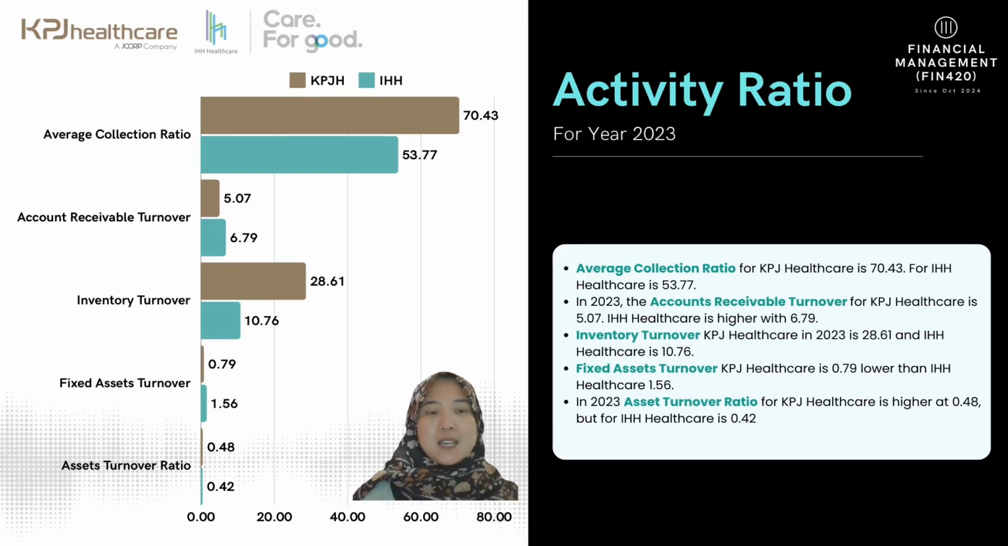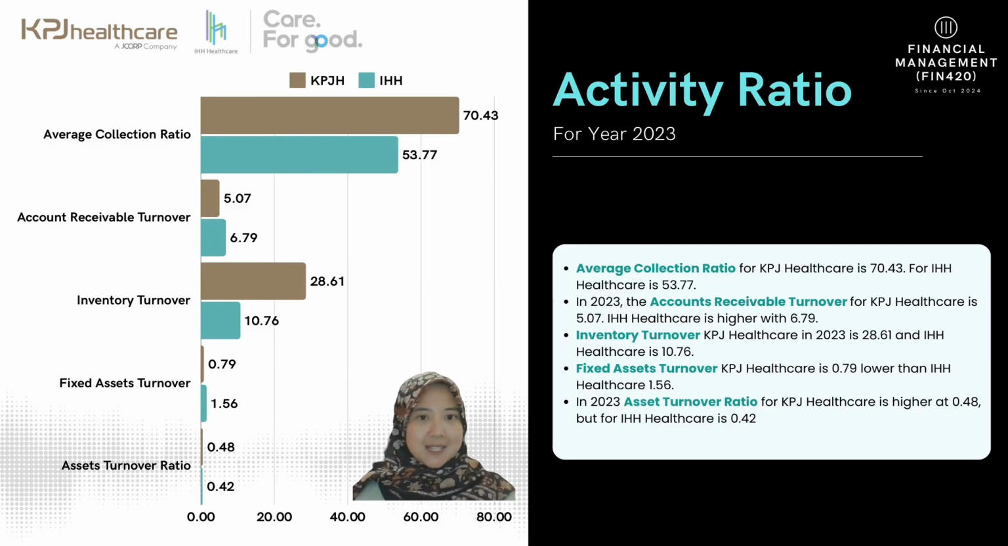Inventory turnover for KPJ Healthcare in 2023 is 28.61 and IHH is 10.76. Fixed asset turnover for KPJ Healthcare is 0.79, lower than IHH Healthcare at 1.56. In 2023, the asset turnover ratio for KPJ Healthcare is higher at 0.48, compared to IHH Healthcare at 0.42.